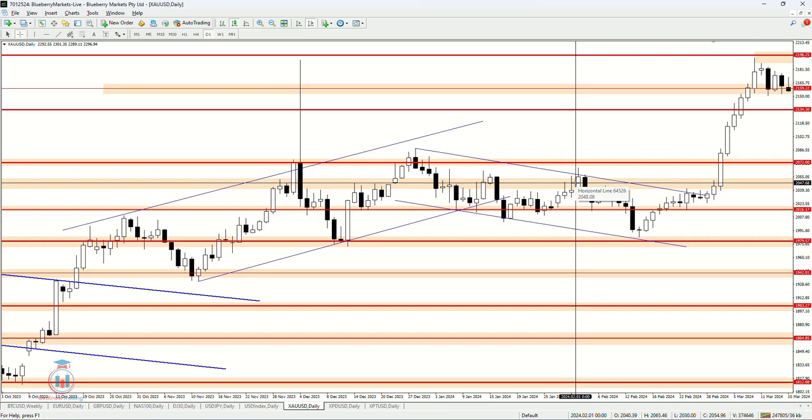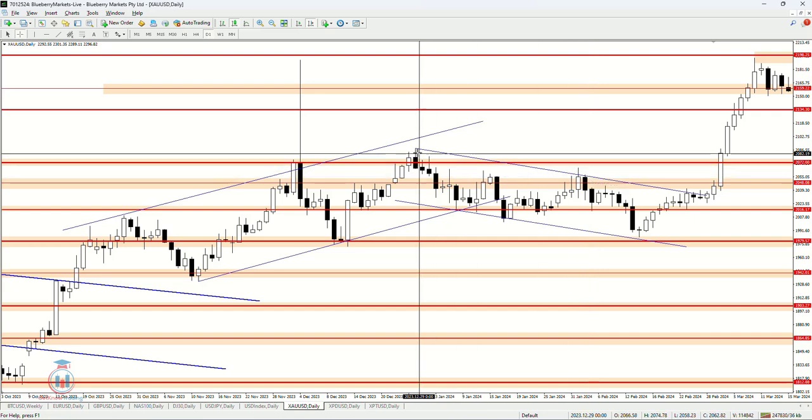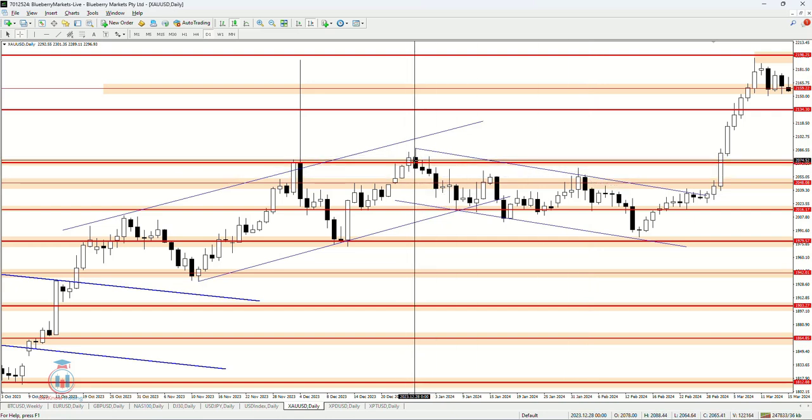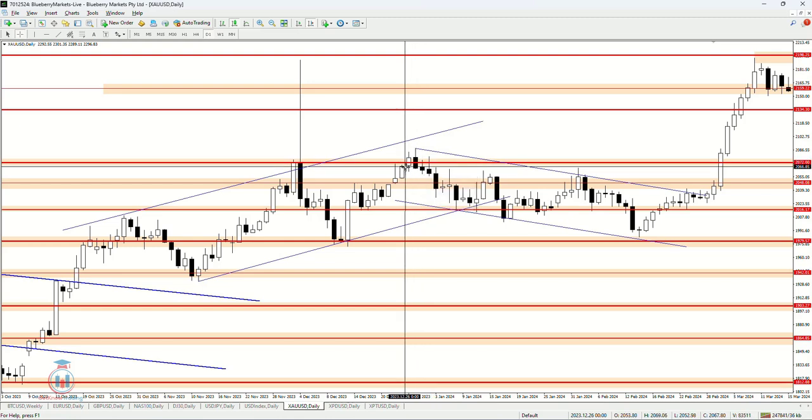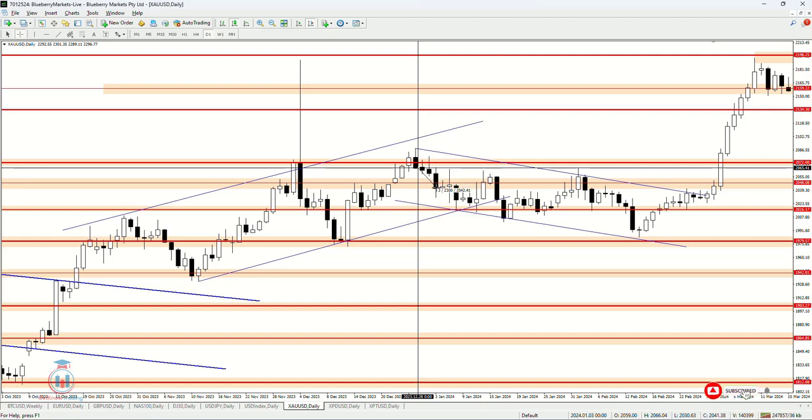I will try to explain as much as I can, but you get the idea what a false breakout is and how to trade it. Whenever this false breakout happens, most of the time the price goes in the opposite direction compared to the breakout. If this failed bullish breakout happens, it will trigger a move in the opposite direction, which means the price will move down.